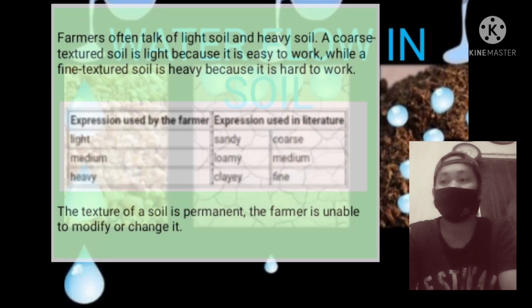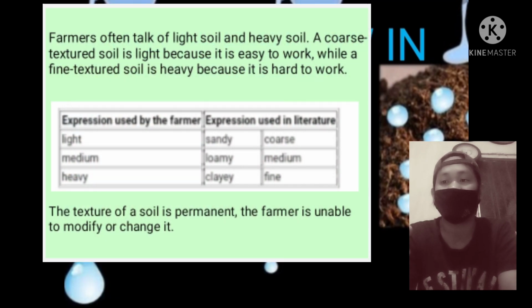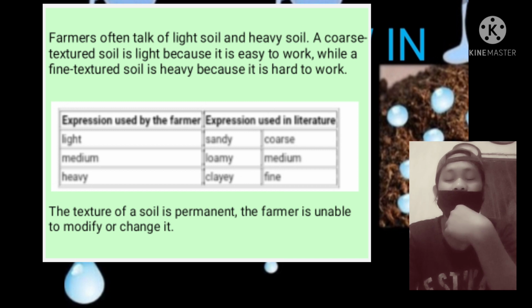Let us look at the second table. The expressions used by farmers and expressions used in literature. Farmers often talk of light soil for sandy and coarse textured soil, light because it is easy to work, while fine textured soil is called heavy because it is hard to work.